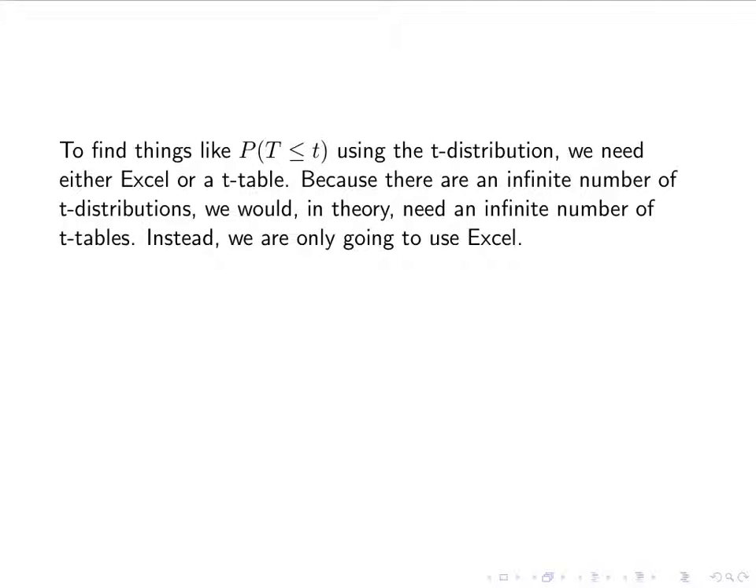To find things like the probability that t is less than or equal to a value, using the t-distribution, we need either Excel or a t-table. Because there are an infinite number of t-distributions, we would, in theory, need an infinite number of t-tables. So sometimes you'll find t-tables with certain values of the degrees of freedom and certain values of the lowercase t. But again, because there are so many, it's not going to be very comprehensive. So we're not going to bother with the tables, we're only going to use Excel.